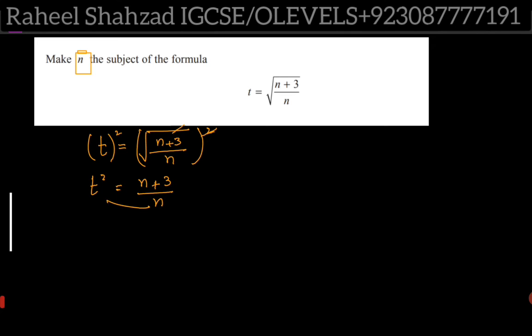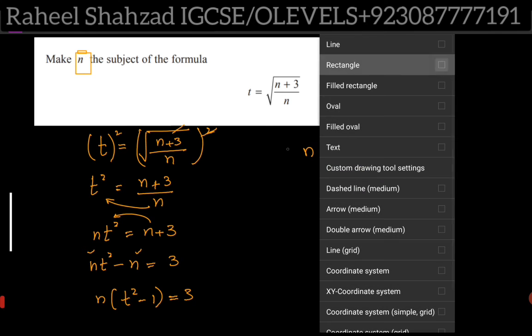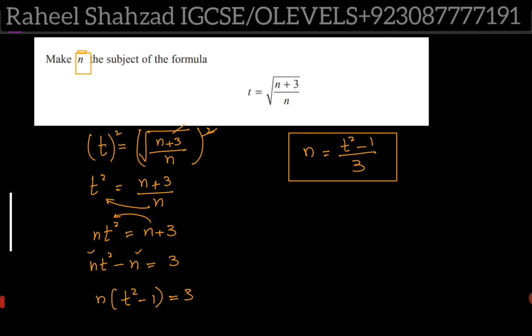Then your second step is to cross multiply. It's nt square is equal to n plus 3. Now we're looking for n, so we need to bring this n to the left hand side, that makes it nt square minus n is equal to 3. What is our next step? We have to take n common, so n times t square minus 1 is equal to 3, and n is equal to 3 divided by t square minus 1. So this is basically how we do it.